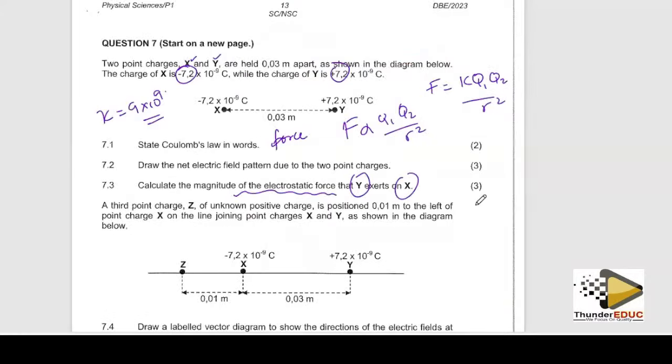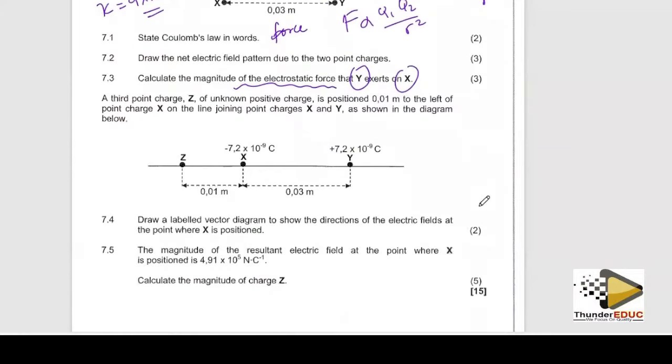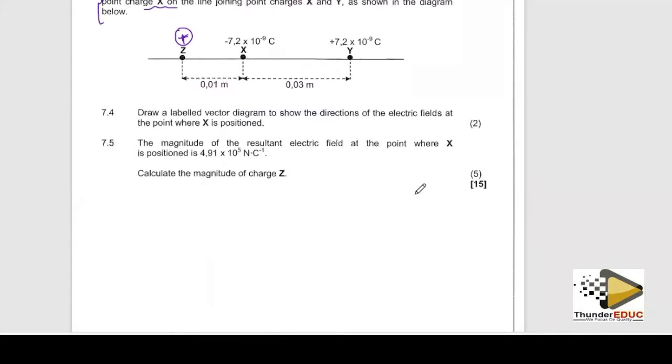Then 7.4 has information that a third point charge Z with unknown positive charge, which means there's a positive charge somewhere there. It's positioned on the line at point X. Can we draw a labeled vector diagram showing the directions of the electric fields at the point where X is positioned?